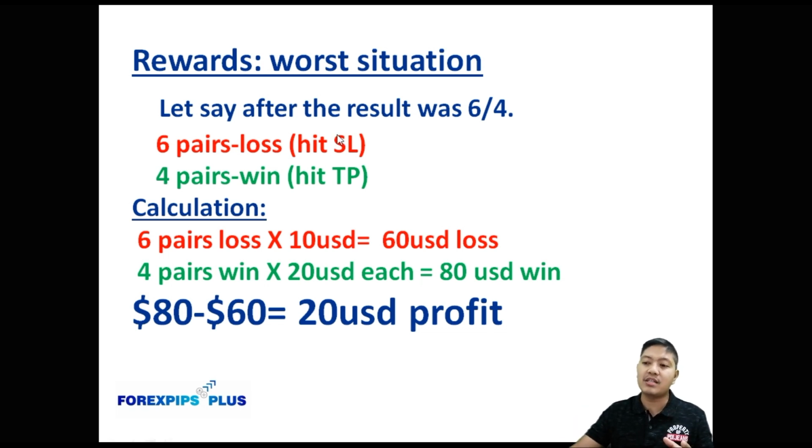So the worst situation we are using is 60/40, right? So let's say your winning trade is 4 pairs, your winning is $80. You minus out your losses, whereby 6 pairs is about $60 based on our calculation. So you're still profiting $20 on that group of pairs, right?